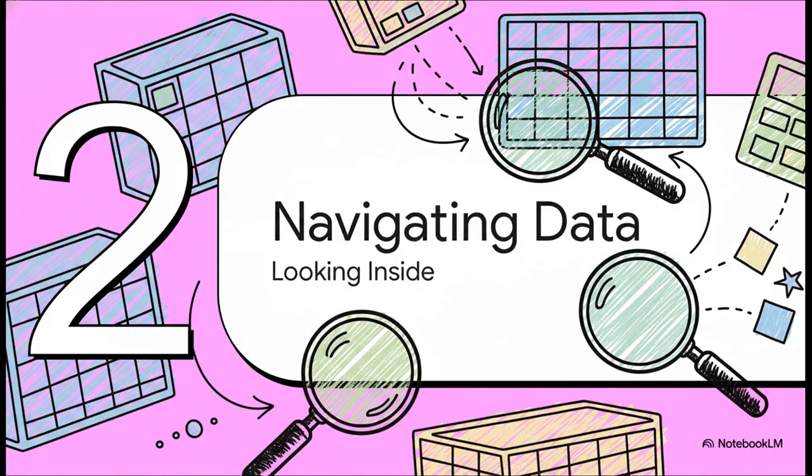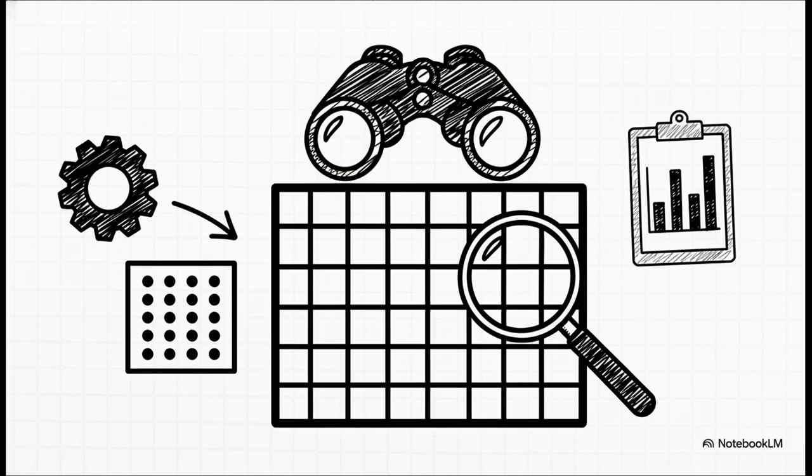Section 2. Navigating and selecting data. Looking inside. Now that we've got our containers, how do we peek inside and grab exactly what we want? When you're dealing with massive data sets, you obviously need ways to quickly figure out what you're even looking at. To get a quick pulse on things without scrolling into infinity, you can just use the head and tail functions to peek at the top or bottom rows.